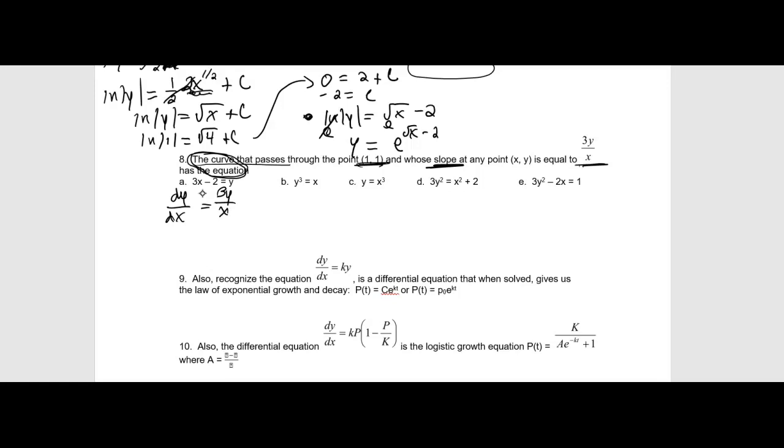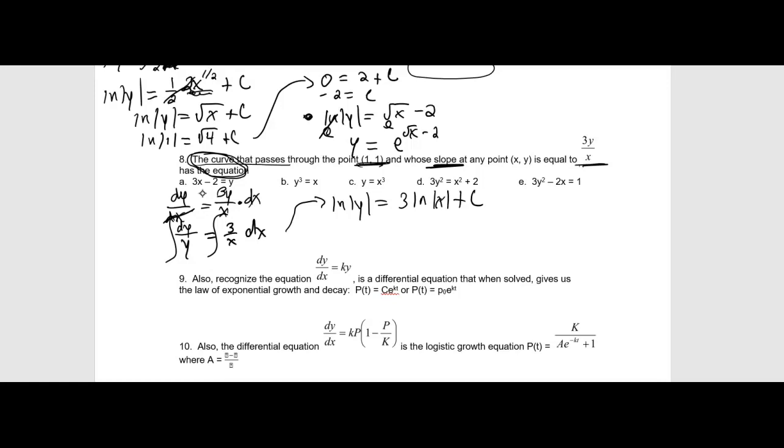You're going to separate your variables, so multiply the dx over and divide the y and the 3. The 3 does not have to stay with your y. I would actually strongly recommend not moving the 3 over. No need to create a fraction if we don't already have one. Do your antiderivative of both sides. We get a couple natural logs here.